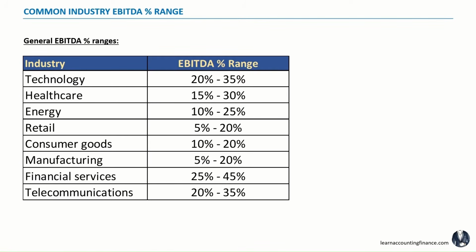Here are some general EBITDA percentages for some common industries. So as you can see, technology, financial services, and telecommunications are industries where EBITDA percentages are generally higher in the 20 to 35% range. Retail and manufacturing sector, the general EBITDA percentage ranges are lower, between 5 to 20%, but of course this is very general information. It really varies by each company.